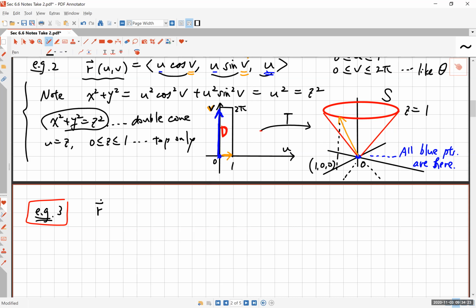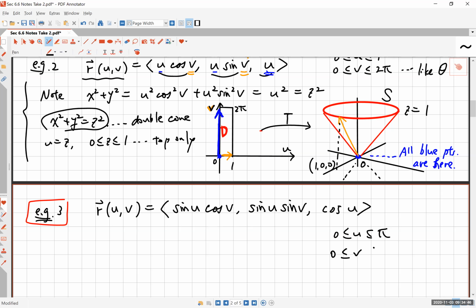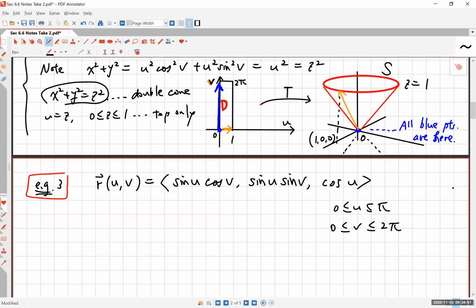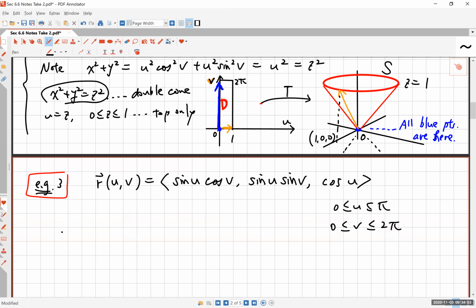All right, so this one will be R of UV is equal to sine U cosine V, sine U sine V, cosine U. Okay, this time let U be from 0 to pi, and V go from 0 to 2 pi. So what do we do? Well, you always try to find a relationship between x, y, and z.